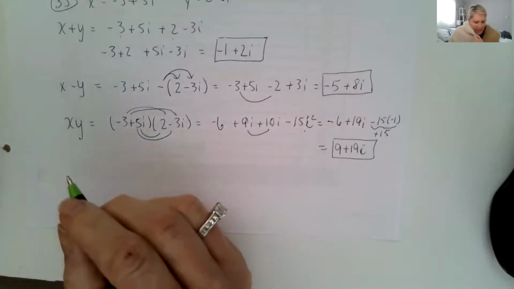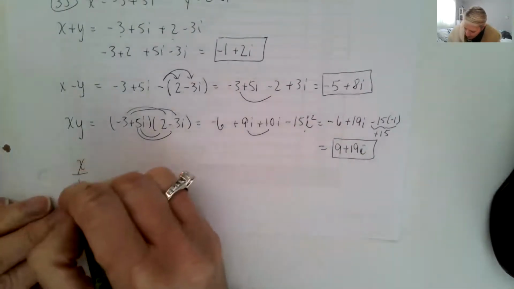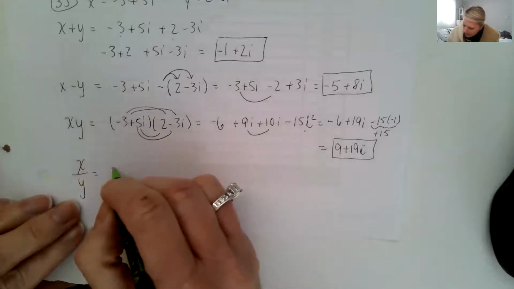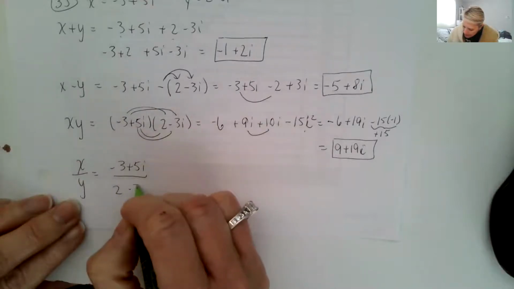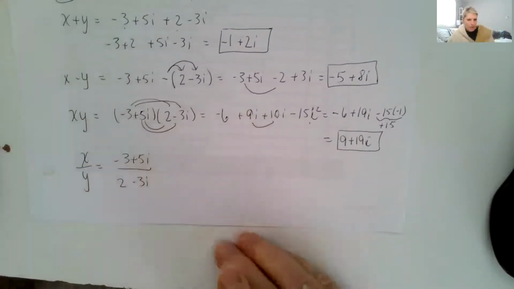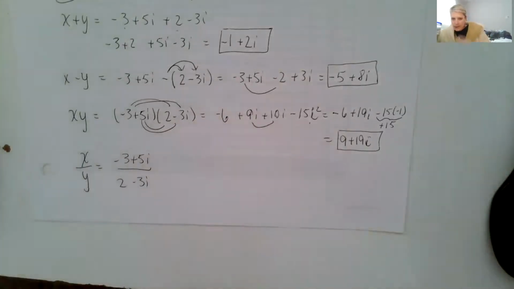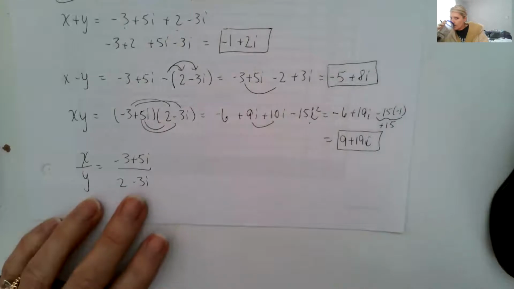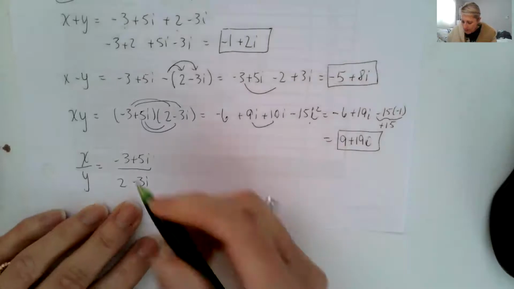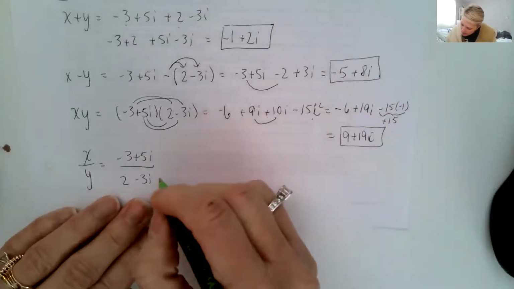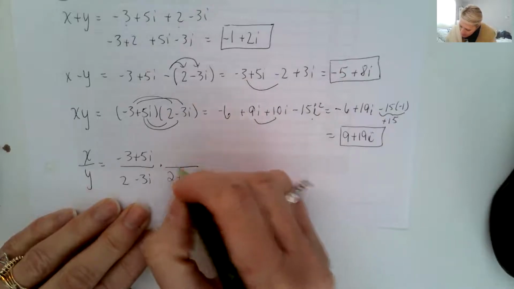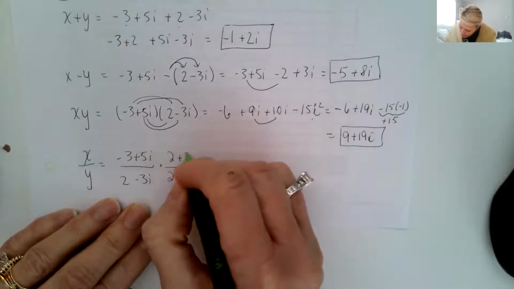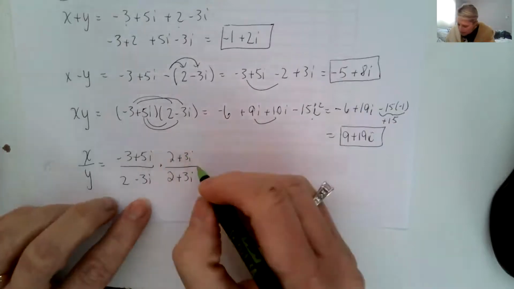And then last but not least is x divided by y. So we have a -3 plus 5i divided by 2 minus 3i. And because i is imaginary, it's like having an irrational in the denominator, a radical in the denominator. So it's similar to that. So we're going to multiply through by the conjugate. So multiplying by the conjugate, when we do the FOIL, will eliminate i in the denominator.